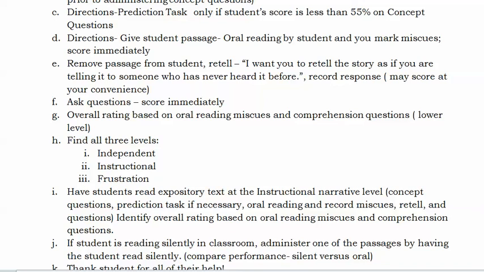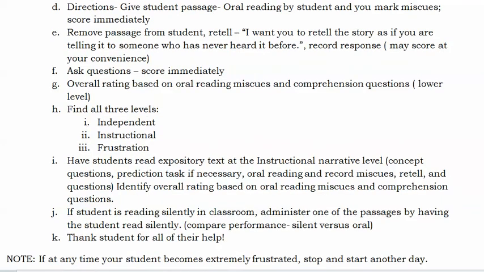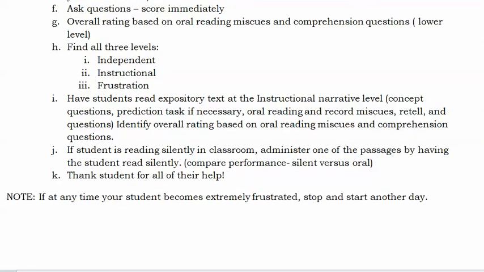You are required to find all 3 levels: the independent overall score, the instructional overall score, and the frustration. The independent level I want to know so that when they are selecting books from my library, the school library, they have free time to read, they're reading at their independent level. I'm providing instruction on the instructional level, and I want to know the frustration level because I never give students material at their frustration level.